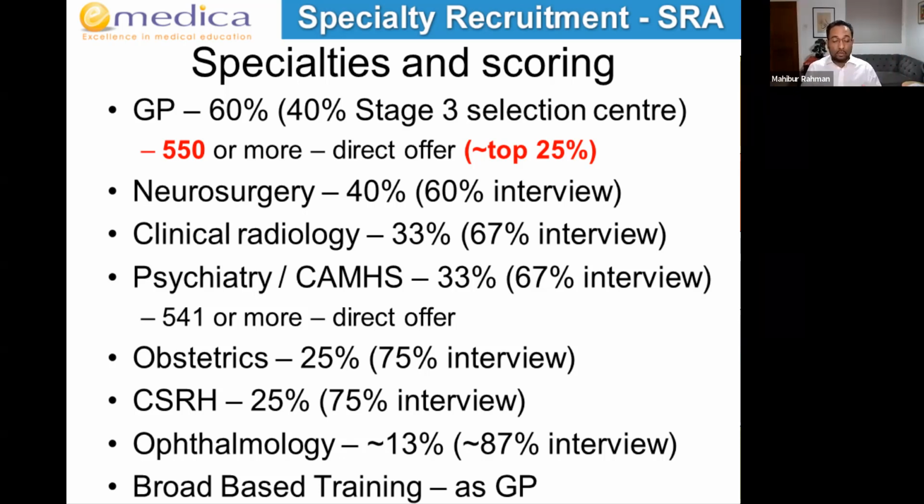Whereas 2 band 2s wouldn't get you shortlisted for radiology, probably also for obstetrics. Why? Because they're going to only interview so many, and they're very, very competitive. So the better you can score, the more your chance of getting to the next stage and then getting a job.